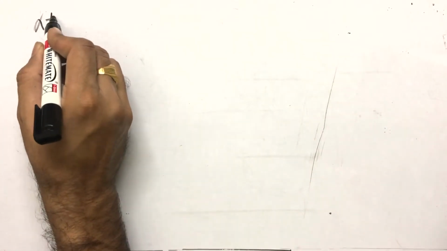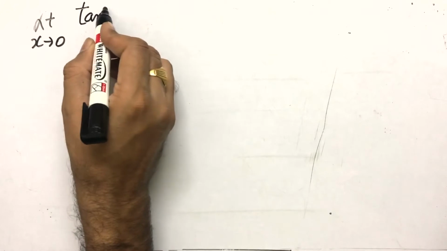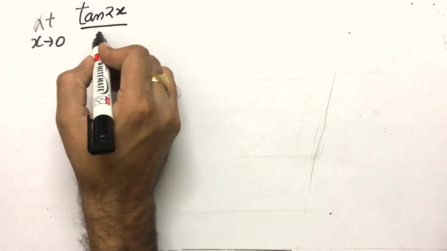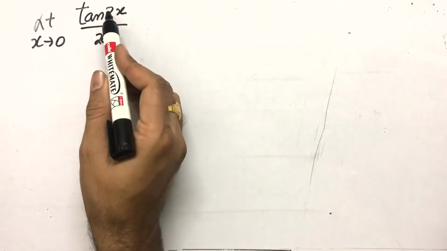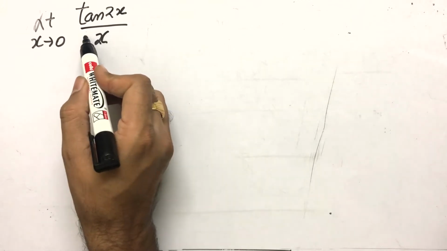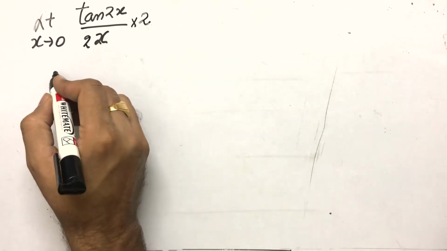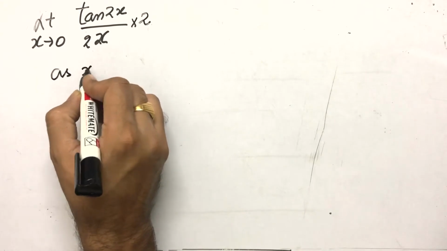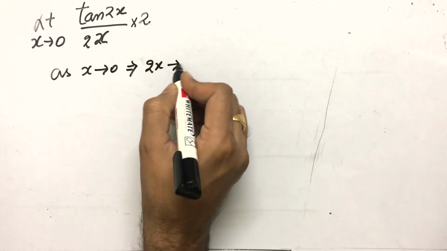And the first numerical is limit x tends to 0 tan of 2x divided by x. So as you see, we have written the formula. I told you we have to match all these three values. So we can easily multiply by 2 here and 2 here. And also as x tends to 0, this implies 2x also tends to 0.